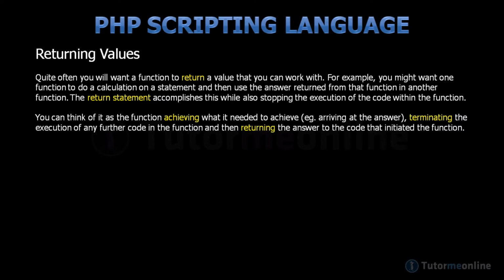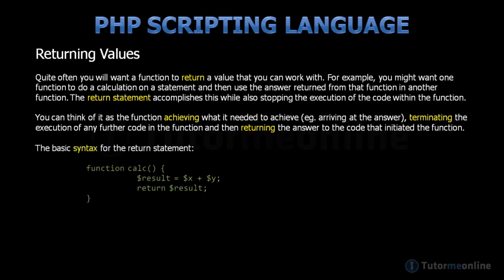You can think of it as the function achieving what it needed to achieve, for example arriving at the answer, then terminating the execution of any further code in the function, and then returning the answer to the code that initiated the function. So don't be too confused by this at this stage. We'll have a look at a practical example shortly to explain what the return statement does. Let's quickly have a look at the basic syntax.